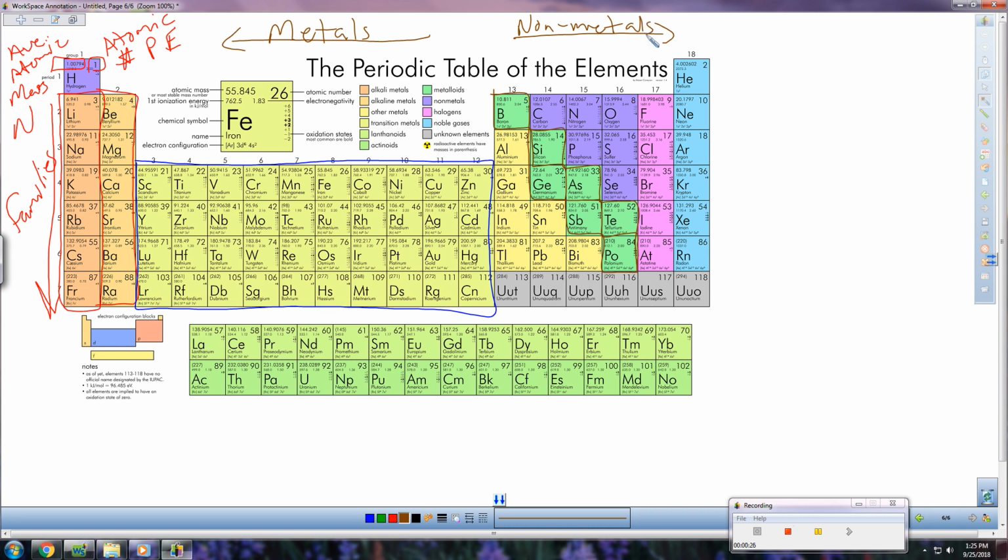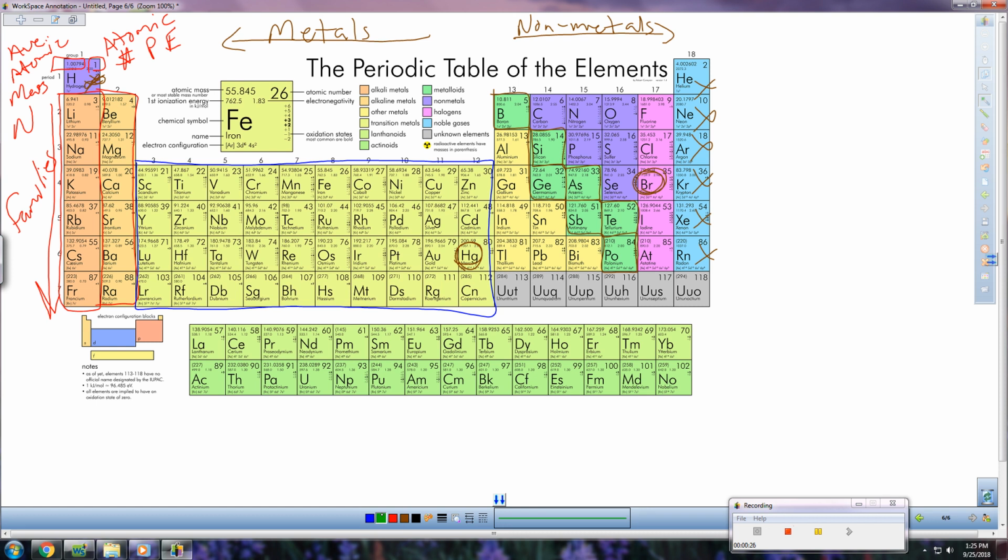Now, just because they're metal or nonmetal doesn't mean that it's gas or solid or liquid. It depends. There's only a few that are actually liquid at room temperature: mercury, which is a metal, and bromine, which is a nonmetal. And there are only a handful that are gas at room temperature, and those are mostly our noble gases, with hydrogen, which is over here on the far left.